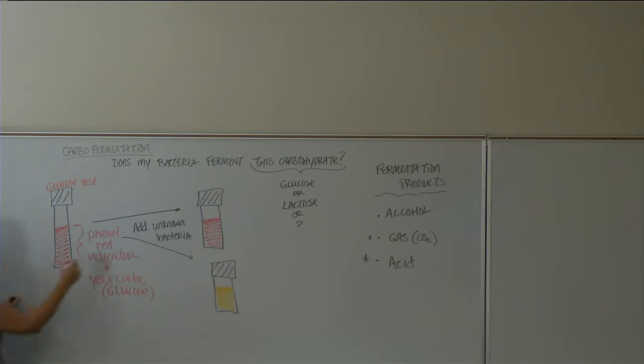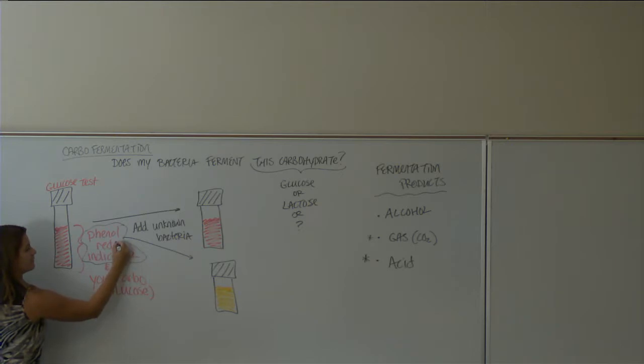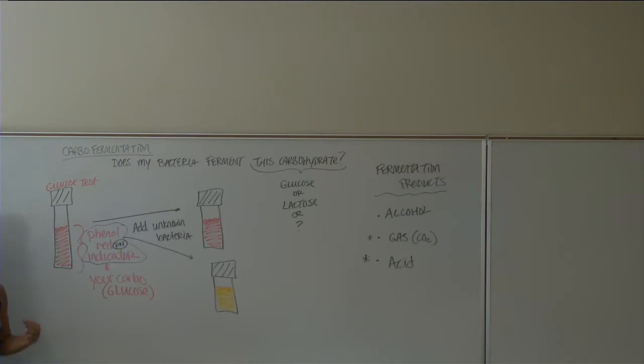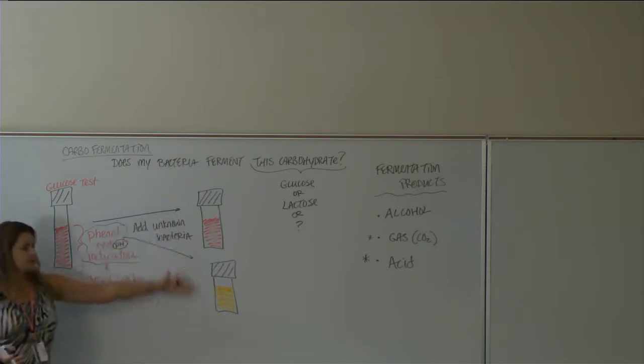Why the color change? Because of this: phenol red indicator. It's a pH indicator. Instead of going back to chemistry and using a pH meter or a little test strip that you dip in and measure the pH, it's already in there. All you have to do is look at the tube.